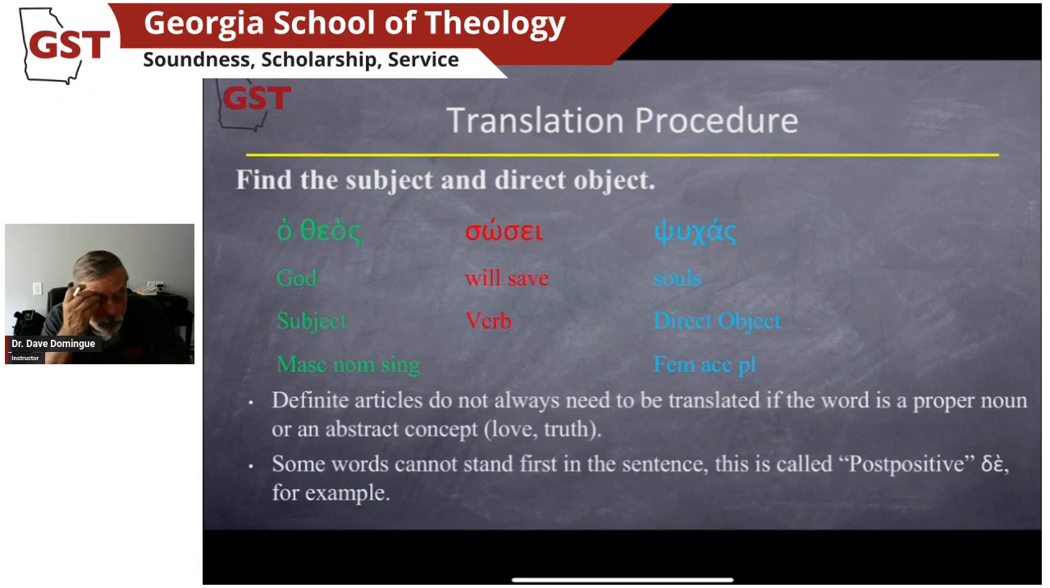Now, how do we translate? What's the process? So let's find the subject and the direct object. We're going to focus on the verb later. Later, when we get to verbs, we're going to tell you that's the most important thing: find the verb first. But we're not there. Let's focus on the subject.